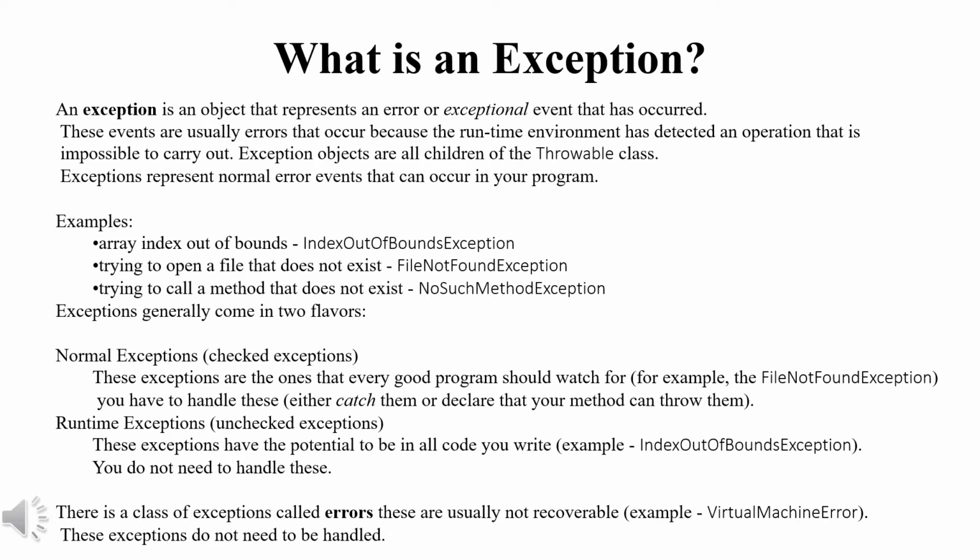So these are some examples of exceptions. If we want to categorize exceptions, we can categorize them into groups: normal exceptions and runtime exceptions. Normal exceptions, or checked exceptions, are the ones that you need to take care of. So you need to handle them. It means you need to catch them or declare that your method can throw them. For example, FileNotFoundException is a normal exception.